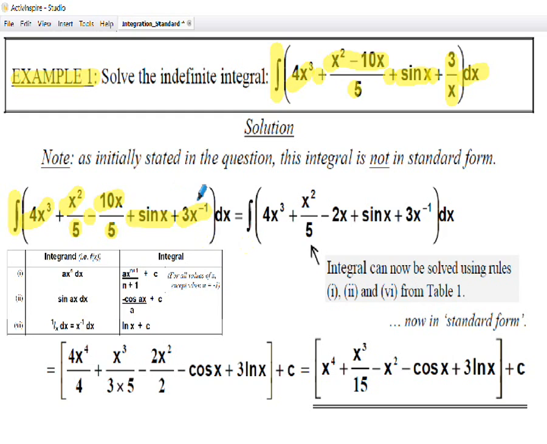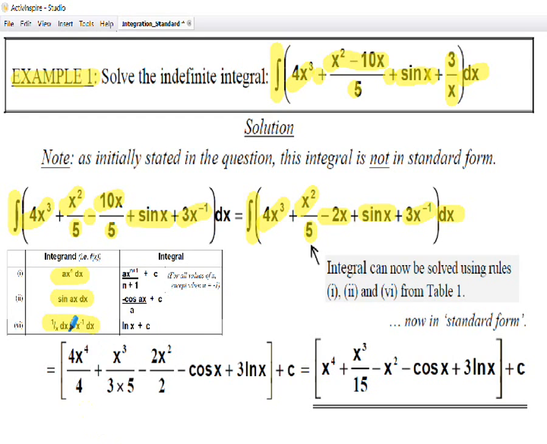So now when I look at my functions and I'm integrating, I've got 4x cubed standard form, x squared upon 5 is standard form, 10 divided by 5 is 2, so minus 2x is now standard form, plus my sine x standard form, plus 3x to the minus 1. All standard form integrated with respect to x. These are in the tables, the ax to the n, the sine ax and the x to the minus 1 are all in the tables.